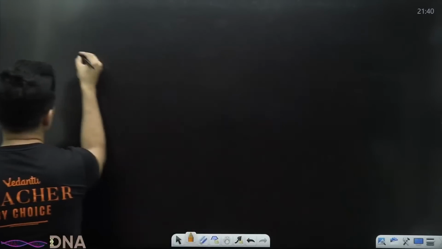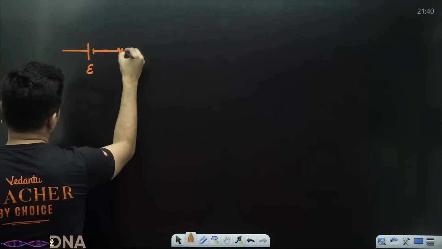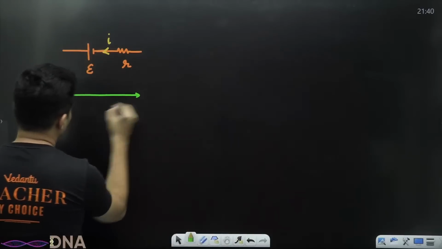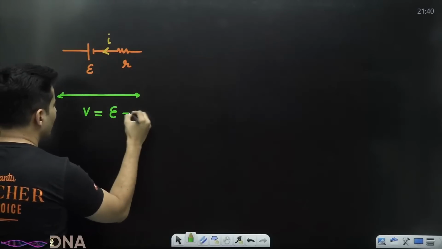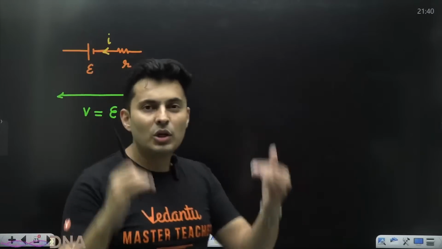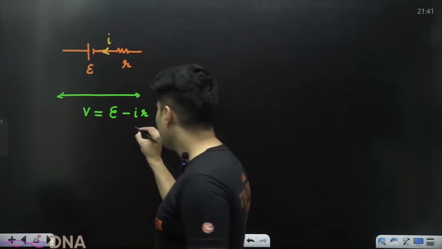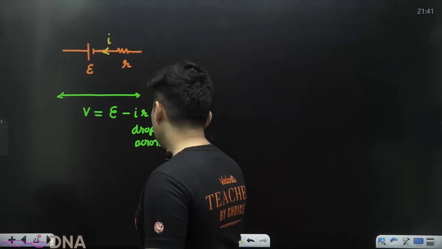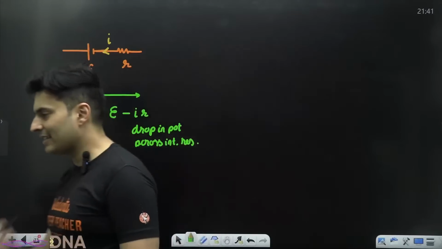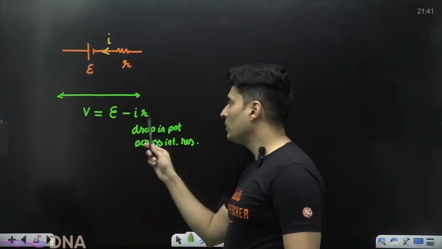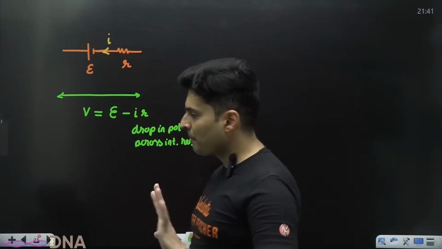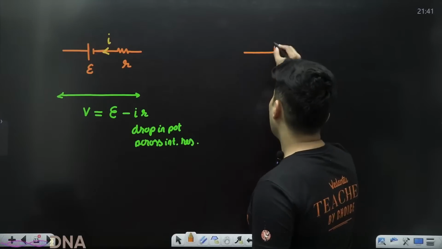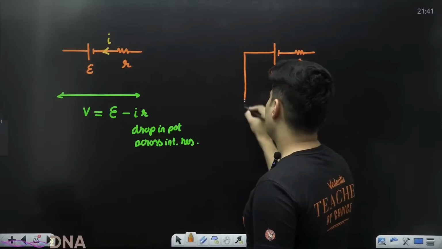Because the moment you have this cell and there is some current going through it, you will quickly see that the voltage difference between the terminals will no longer be E, it will be E minus IR. Why minus IR? Because there is a drop in the potential across the internal resistance. That's the reason for this. So V will be equal to E minus IR. I hope this is absolutely clear for everyone. Everybody with me on this? Clear?